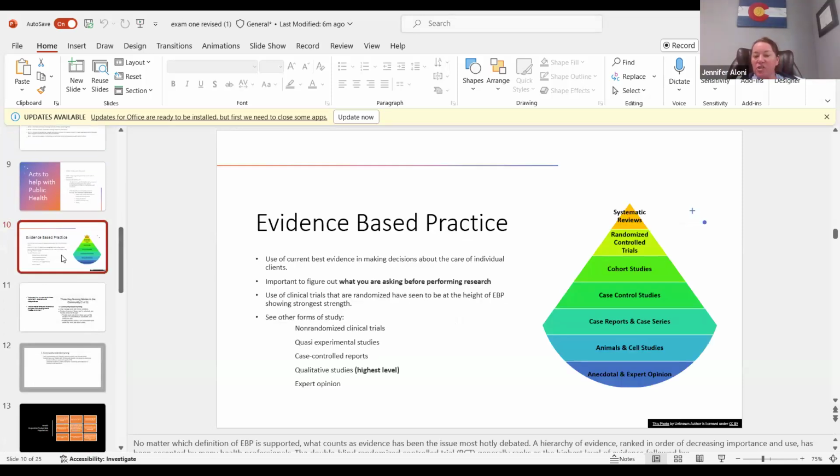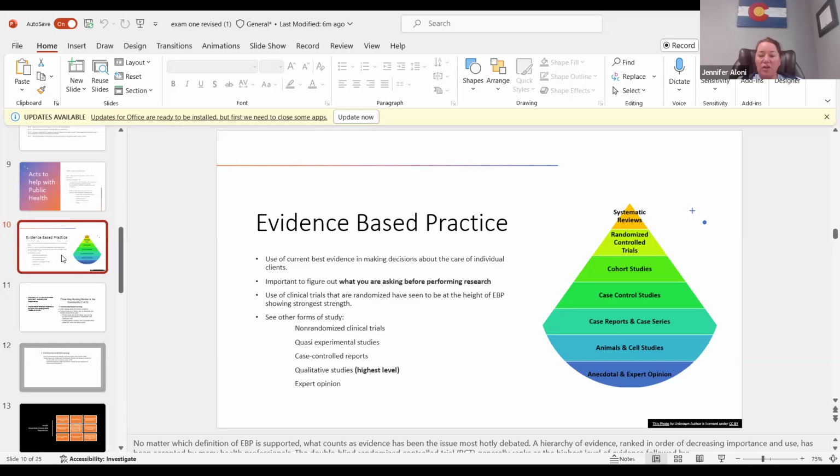Evidence-based practices slide should look familiar to you guys. We did this in class, right? We know evidence-based, they look at what's going on, they look at studies, they say, how can we make nursing better? We always have to figure out, what are we doing before we do the research? What are we looking to find, right? That's most important.